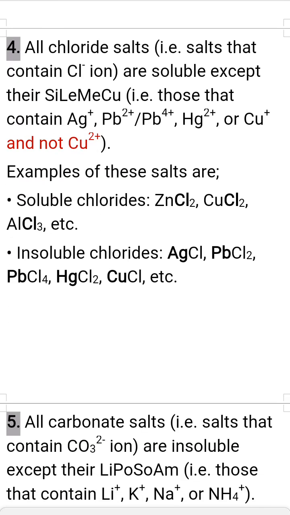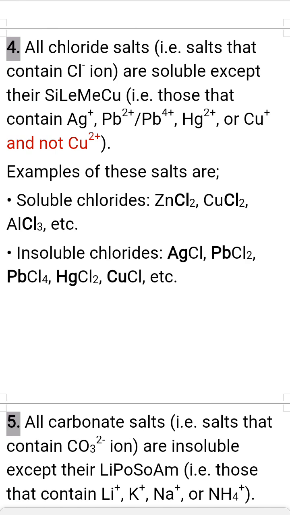We now come to number 4. Number 4 says all chloride salts are soluble except the SiLeMeKu. A chloride salt is a salt that contains a chloride ion, and we recognize them by the presence of chlorine in their formula. And so whenever a salt contains chlorine, the salt is a soluble salt, except if the salt has the first part as any member of SiLeMeKu. And when we say SiLeMeKu, we mean silver, then lead, mercury, or copper 1 ion. Please take note, copper 1 plus, not copper 2 plus.